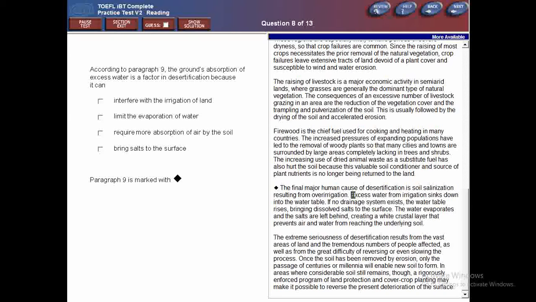And soil salinization is explained by the two sentences. How it occurred, bringing dissolved salt to the surface. What is it? The water table rises, bringing salts to the surface, and the excess water from irrigation sinks down into the water table. Okay, so the water evaporates and salts are left behind, creating a white crystal layer that prevents air and water from reaching underlying soil. So what is here? Excess water, what will be causing the salinization of the soil?